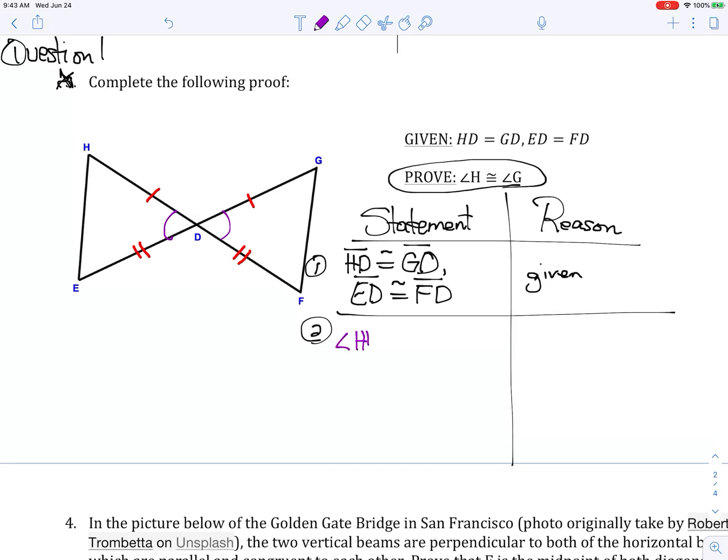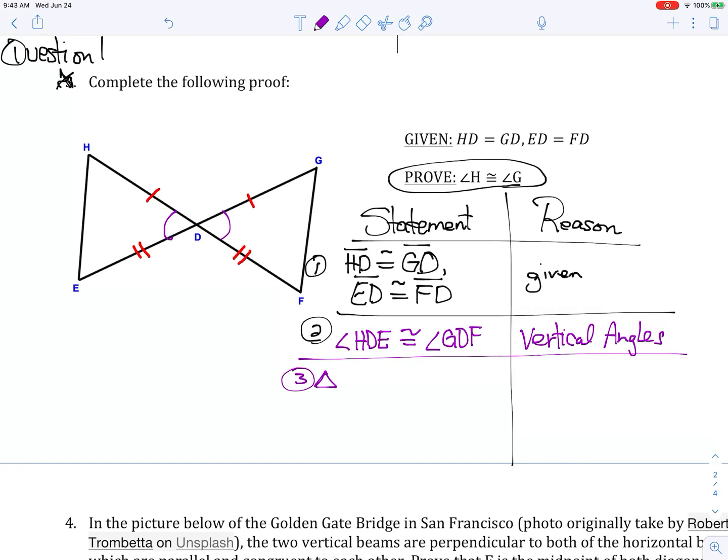That angle HDE is congruent to angle GDF or FDG, because those are vertical angles. And now we have what we need to prove that the triangles are congruent, and just to double check to make sure, order is important when triangles are congruent.